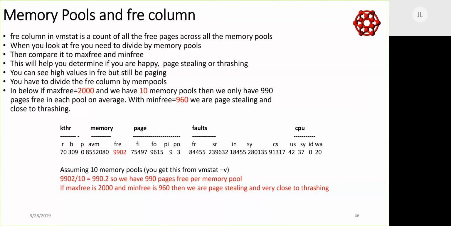The thing that people need to take into account, though, is that min free and max free apply per memory pool. So when you see a number like this in free that says 9902, and you've got max free set to 2000 and min free to 960, you might think you're healthy. But I have to divide that by 10 because I have 10 memory pools. So actually, I only have 990 pages free in each pool on average. That 990 is between 960 and 2000, which means I'm constantly page stealing.